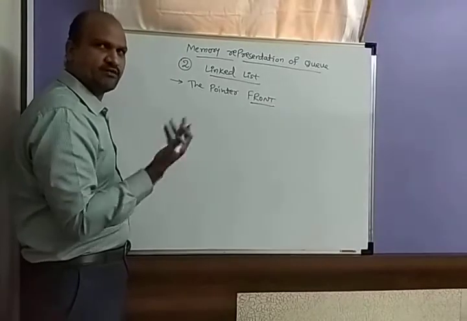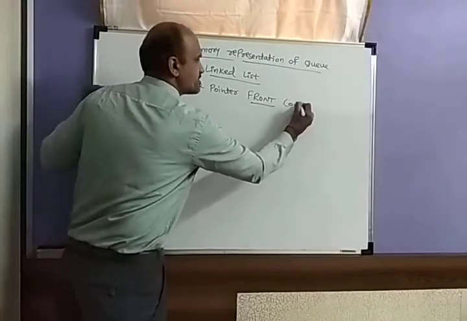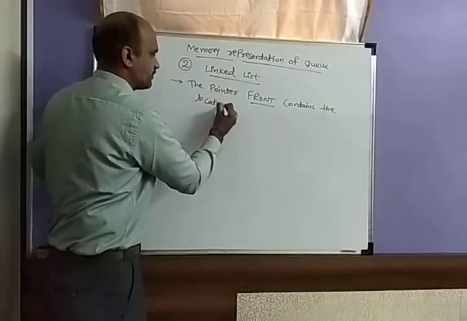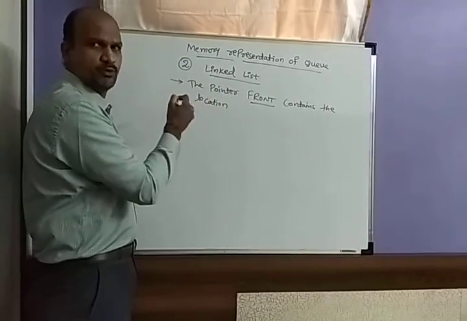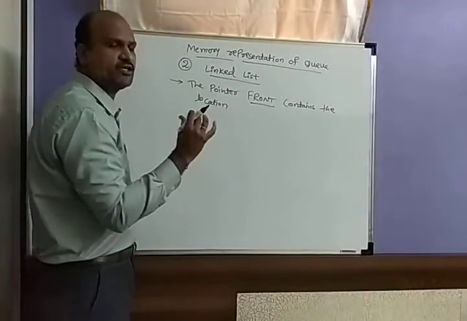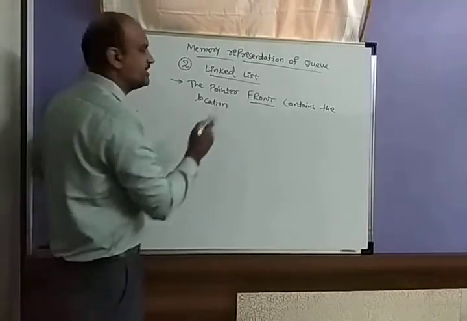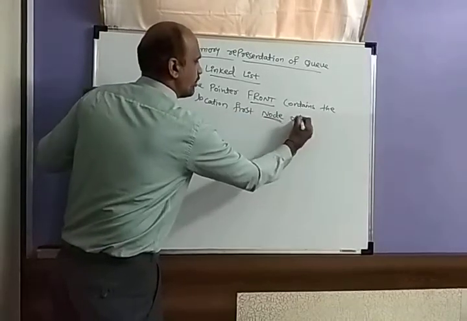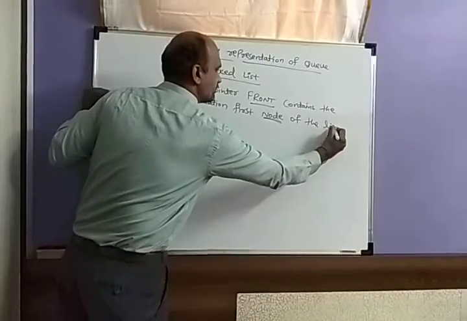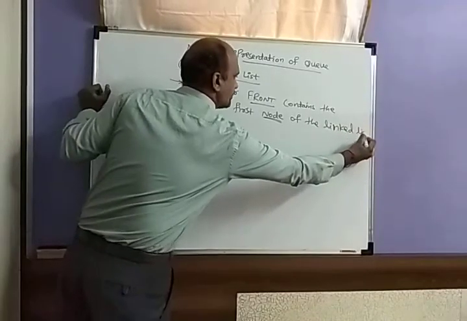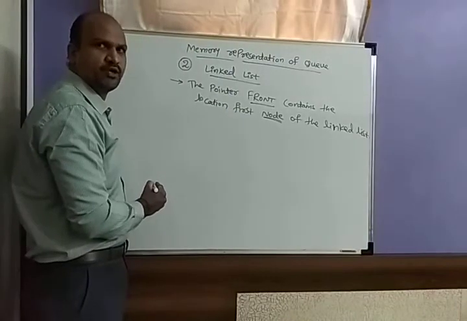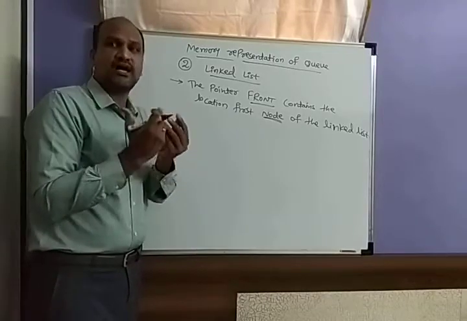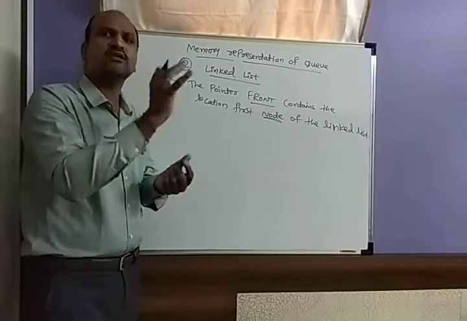Again you have to take the same front and rear. Front contains the location of the first node, front means to remove. In the linked list we call it a node, the first node of the linked list. Okay, and the other one, the pointer rear, contains what? Location of the last node.